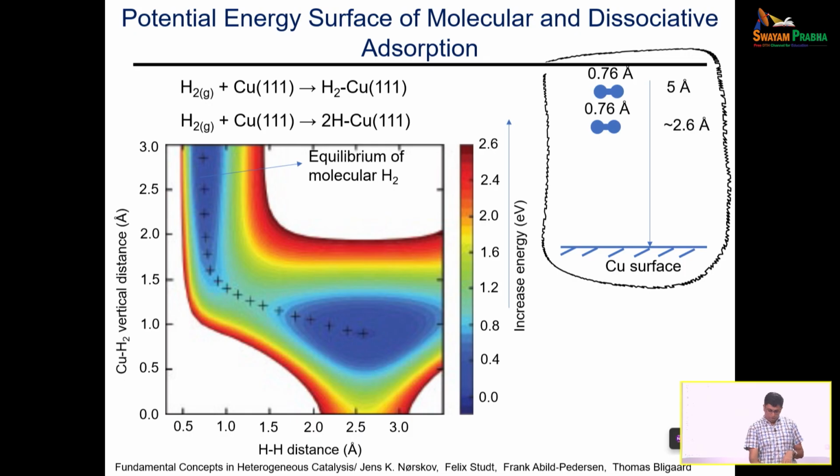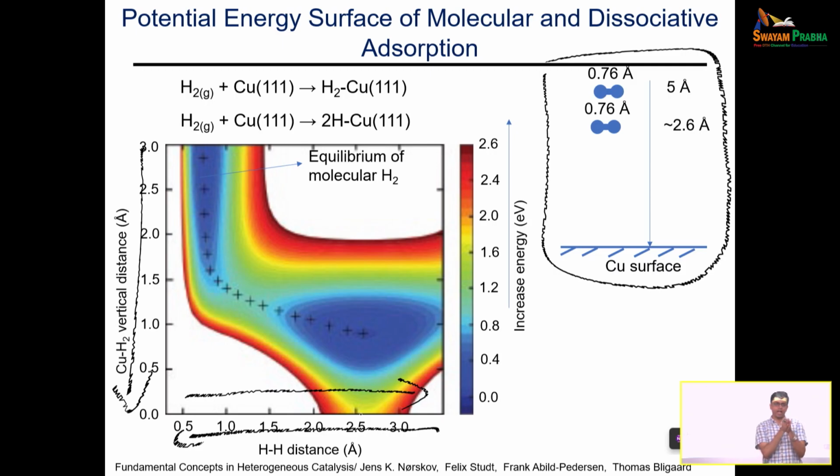And what is shown here is the distance of the copper surface and the hydrogen, that's this axis. So if you move down, it's coming down onto the surface, and this distance is basically the hydrogen, or rather, if you move this way, the hydrogen molecule is splitting up, okay, that is what is being shown. And this is a color scale with the color axis like this.